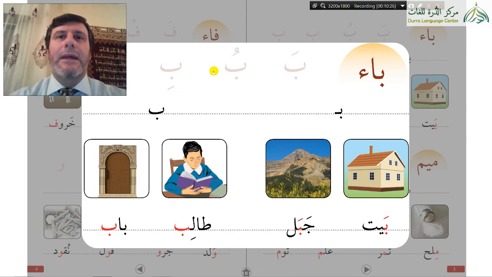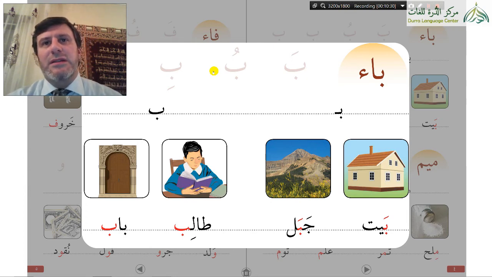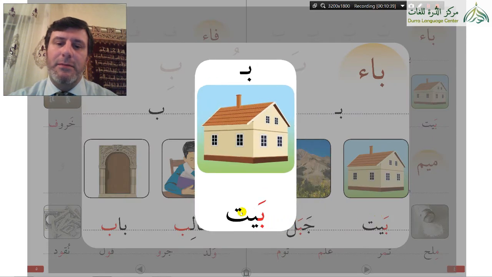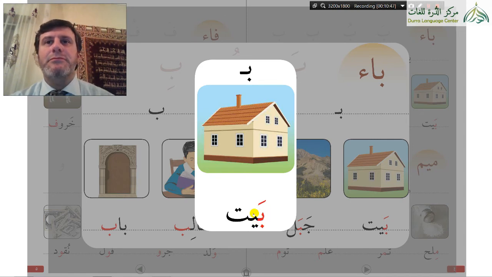Then we present to you the letter ba when it comes in different positions in the word. First, when it comes at the beginning of the word, like in red here. It's shown in red when it comes at the beginning of the word. And here you see the picture, an example of the bayt, which is the house.